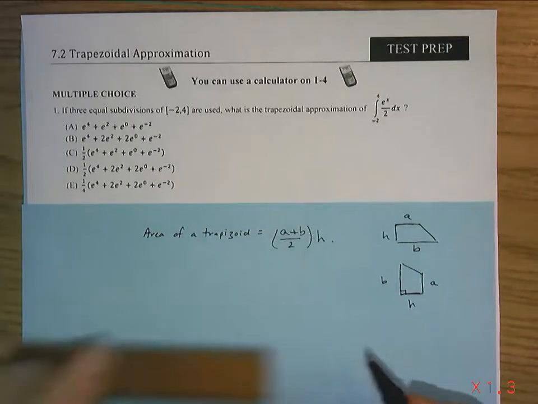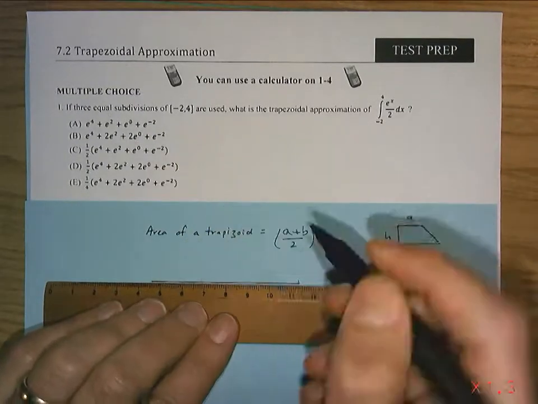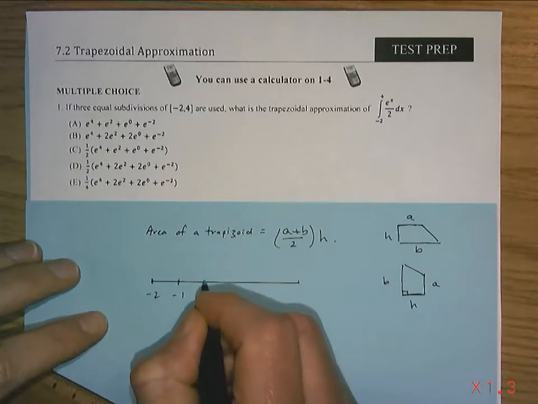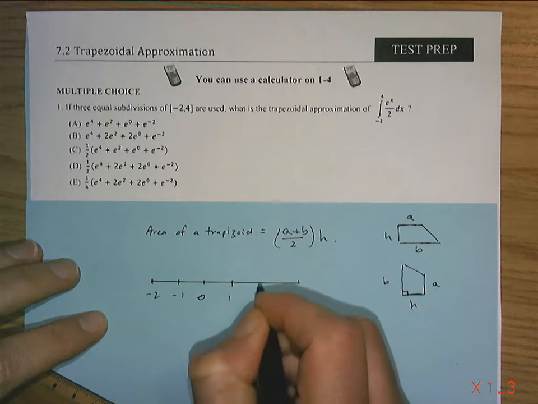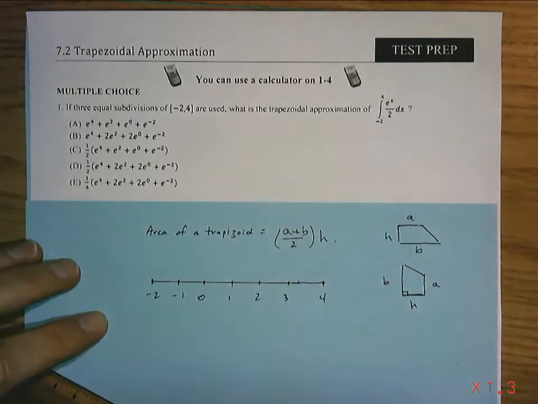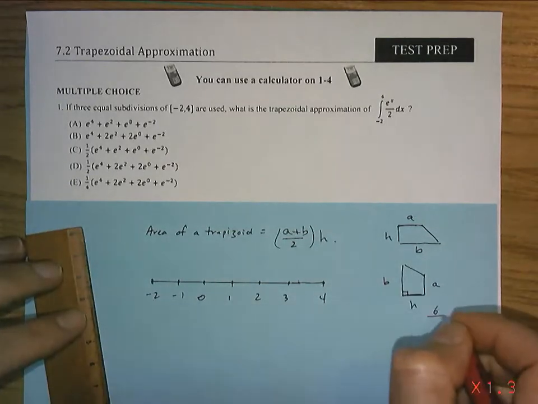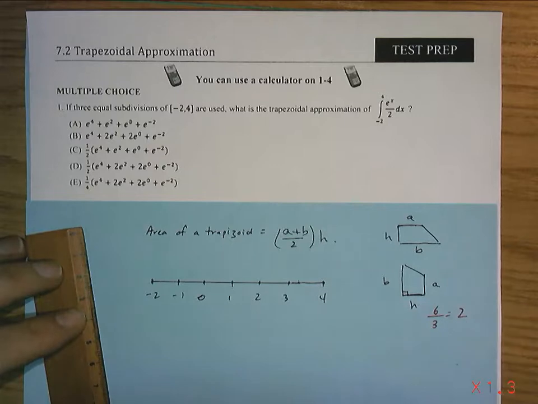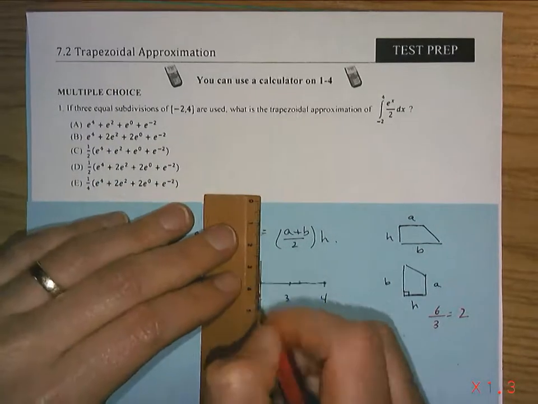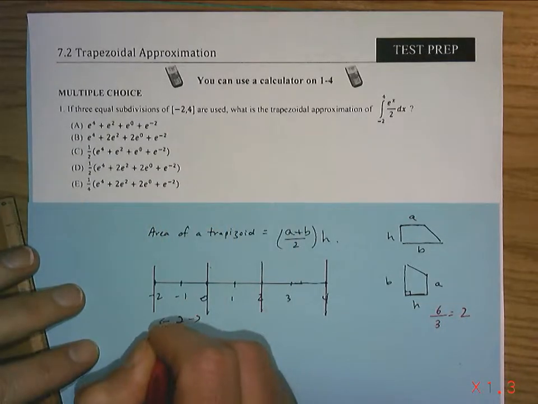So now in the idea of the three equal subdivisions, you're going from -2 to -1 to 0 to 1 to 2 to 3 all the way up to 4. So you're going to have three equal subdivisions. We notice that we have a distance here of 6 units. If we're going to divide that by 3, we're going to have an interval where the interval is 2 units in between.